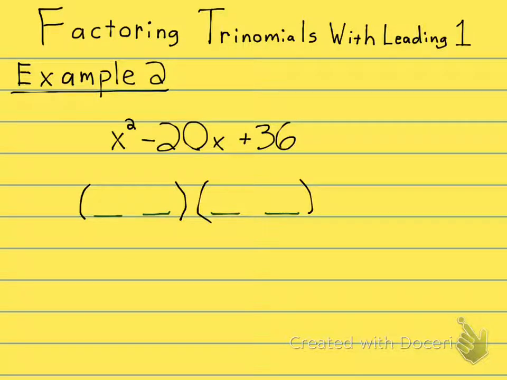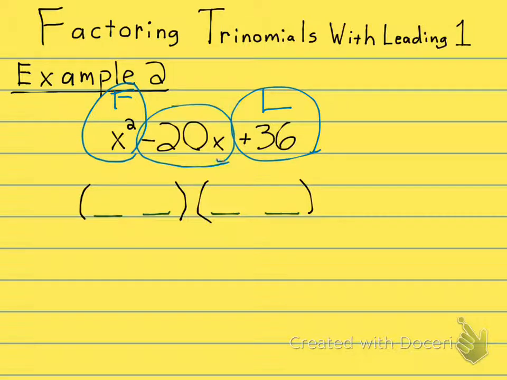Really what you need to figure out is what goes in these four green blanks. The other thing you need to figure out is what signs to put in the middle. Okay, let's look at the numbers first. If you recall, when I look at this trinomial, I get my first term from the F of the FOIL. I get my last term from the L of the FOIL, and the middle is the combination of the outer plus the inner. Okay, let me get rid of this so we can clear it up.